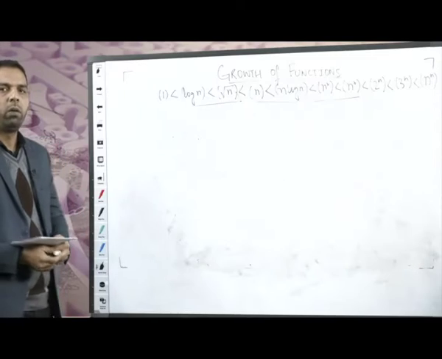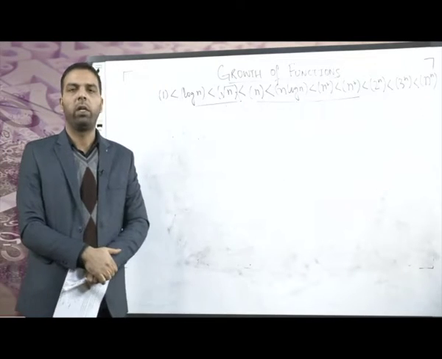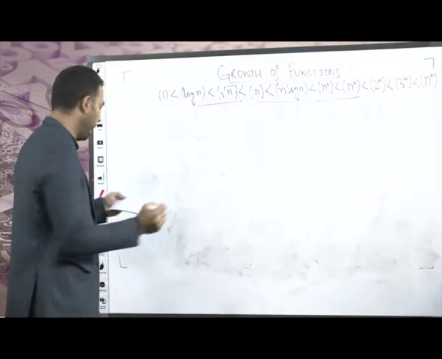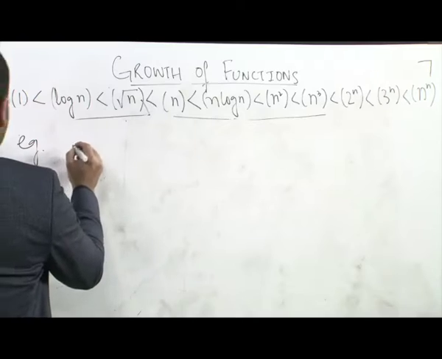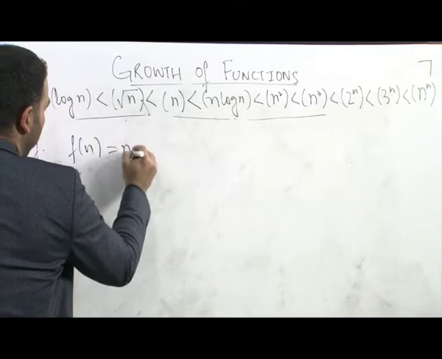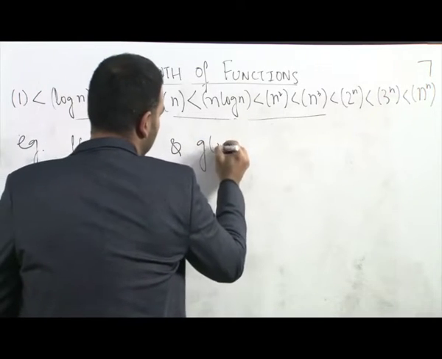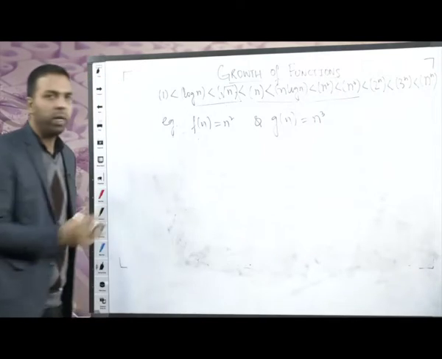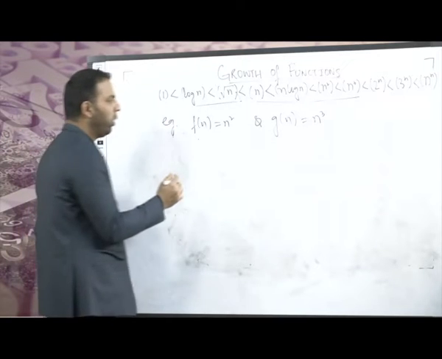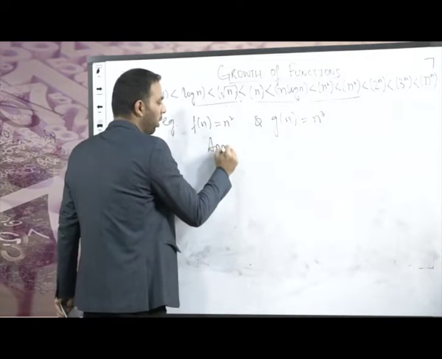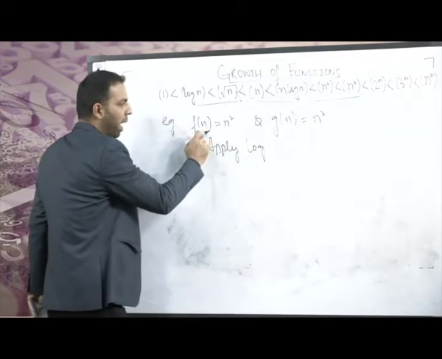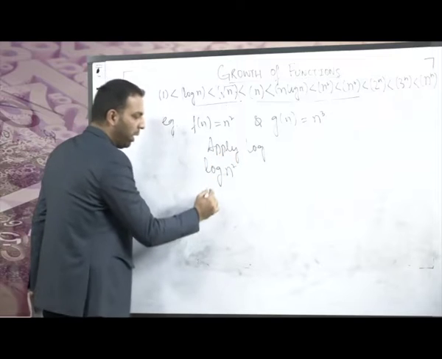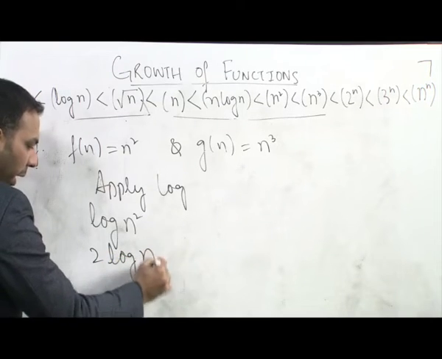One of the easiest ways to understand how to compare two functions is using logarithms. Say, for example, we have f of n equal to n square, and g of n equal to n cube. We want to know which one is lesser, so we simply apply log. If we apply log, f of n will become log of n raised to the power 2. This is log a raised to the power b, so this will be 2 log n.